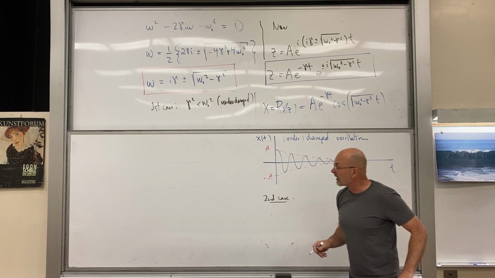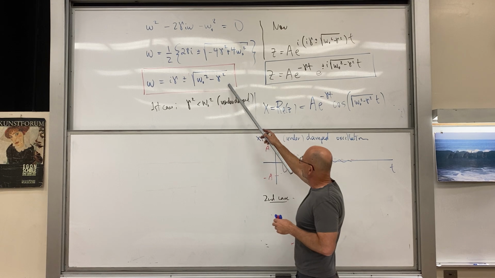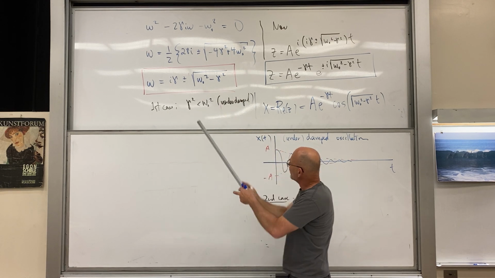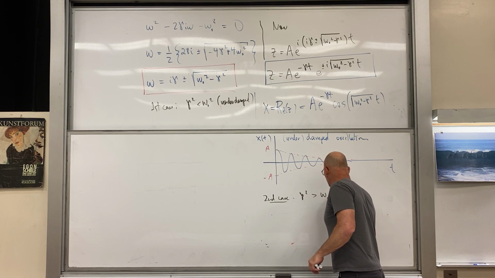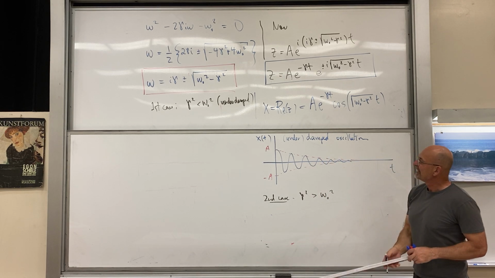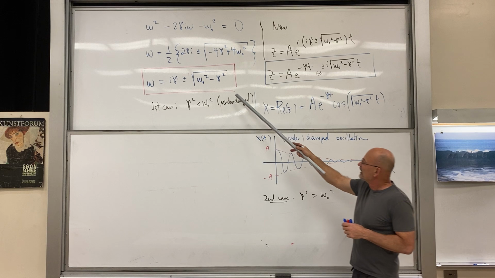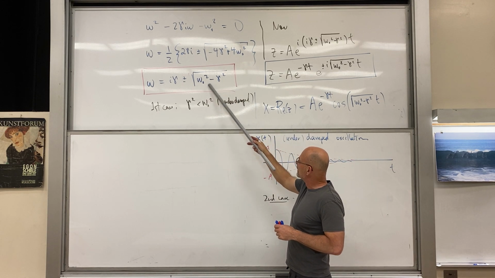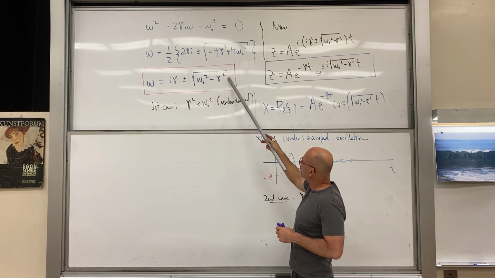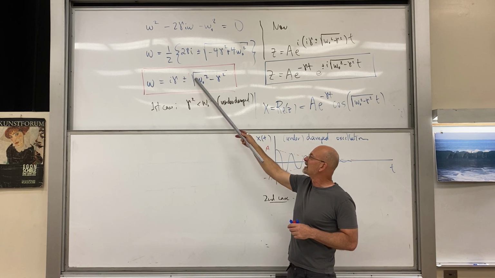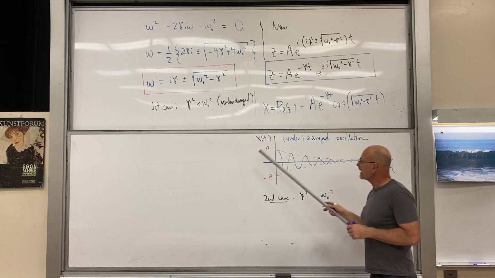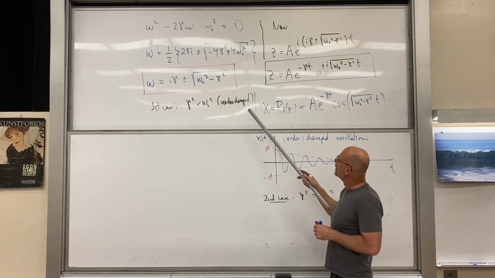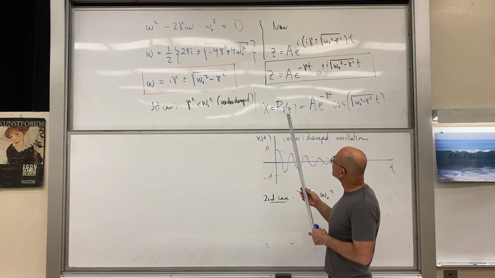That would be where gamma squared is greater than omega naught squared. In that case, we've got a purely negative number under the radical. We pull out i, and we end up with what's called the overdamped case.